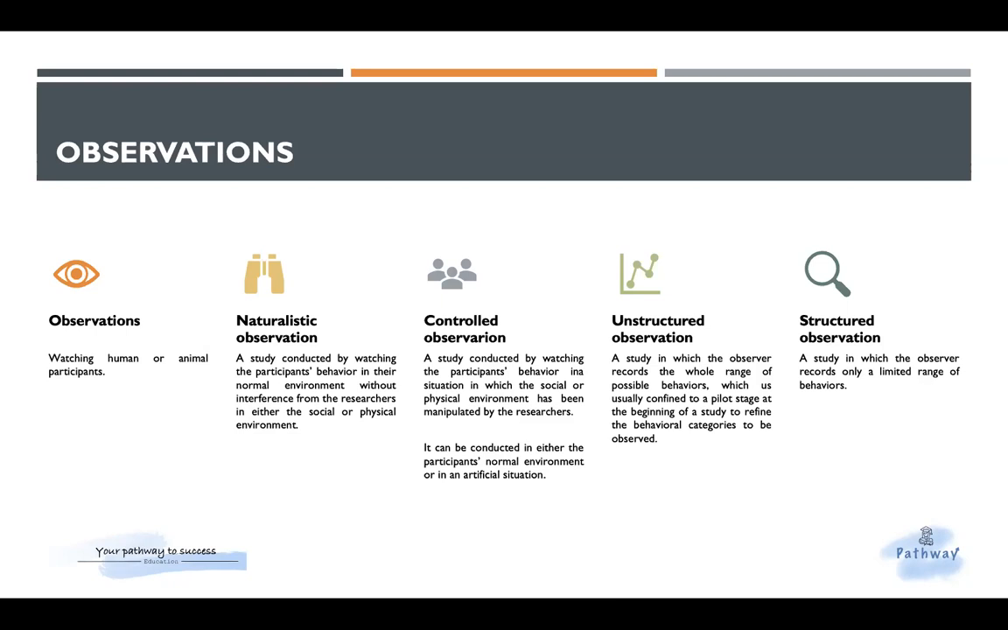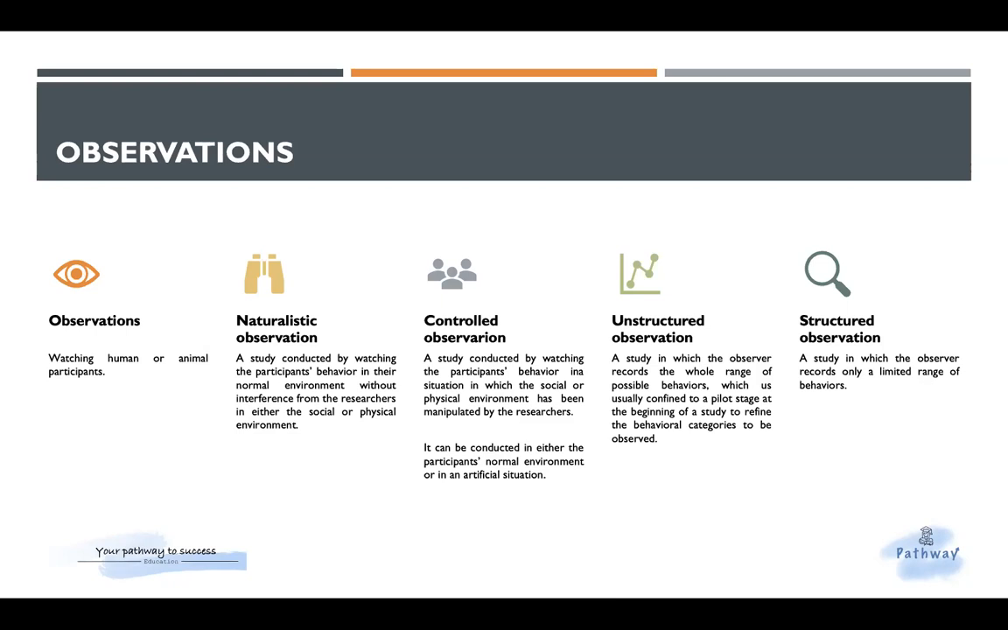Okay, first there are two types, right? The naturalistic and the controlled observation. The controlled observation is conducted in a situation that has been manipulated by researchers and scientists, while the naturalistic observation is conducted in the participant's normal environment, could be a classroom, jungle, office, or subway, and so on and so forth.